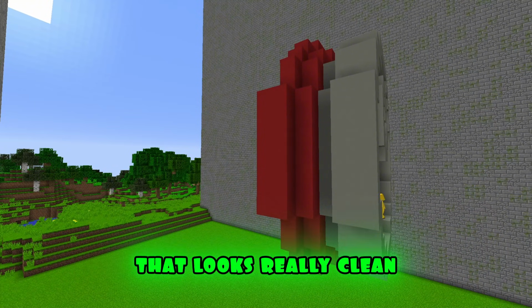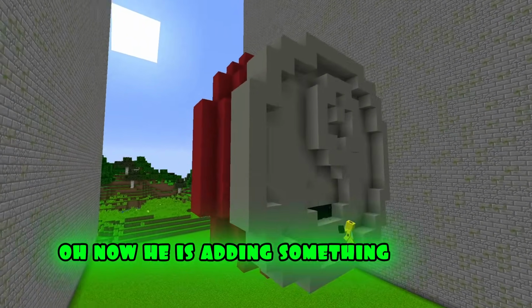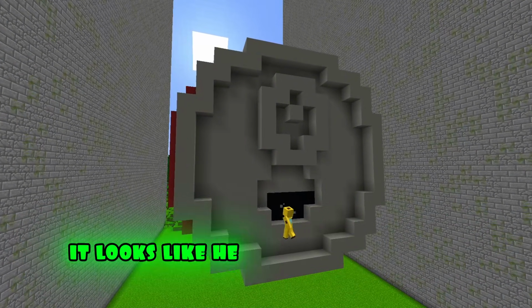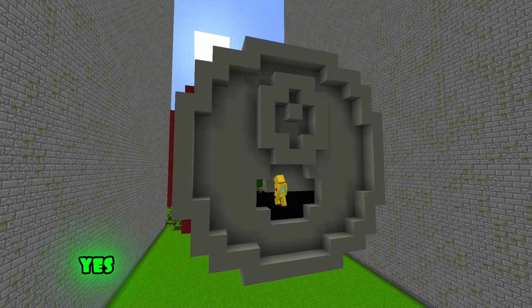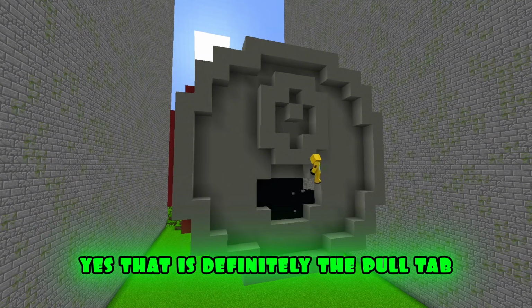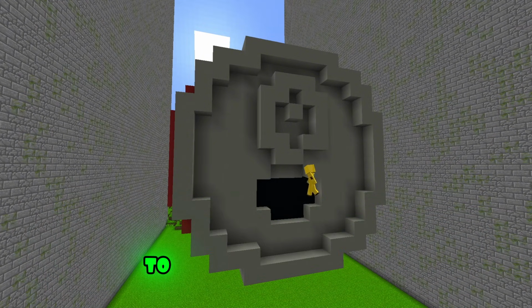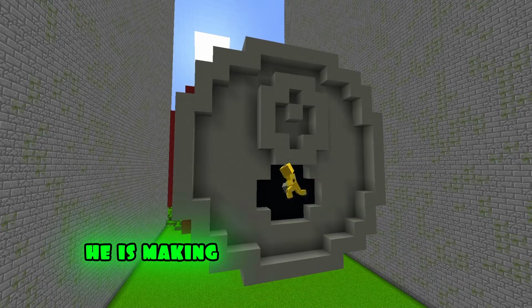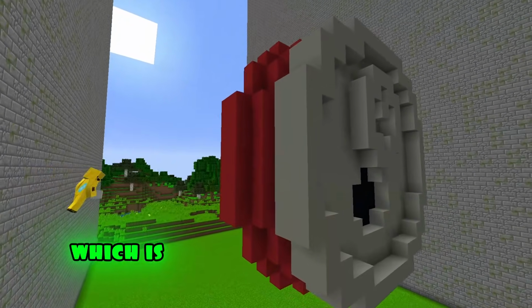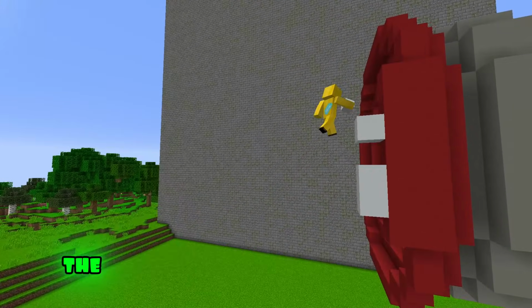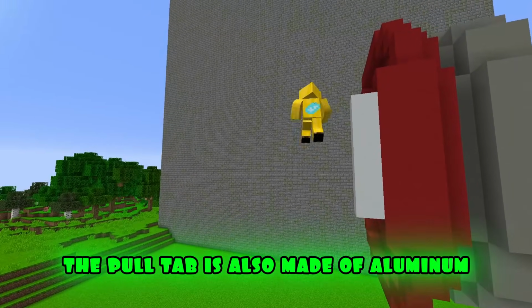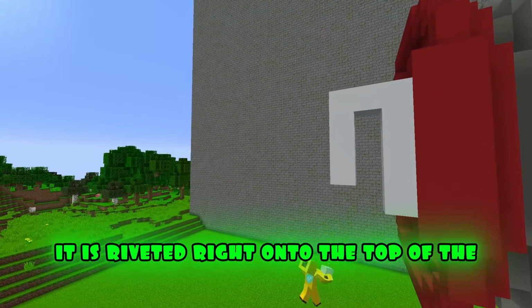That looks really clean. Oh, now he is adding something on top of the circle. It looks like he is building the pull tab. Yes, that is definitely the pull tab. The little lever you grab with your finger to crack open the can. He is making it out of light gray concrete, which is correct, because on a real can, the pull tab is also made of aluminum. It is riveted right onto the top of the can.